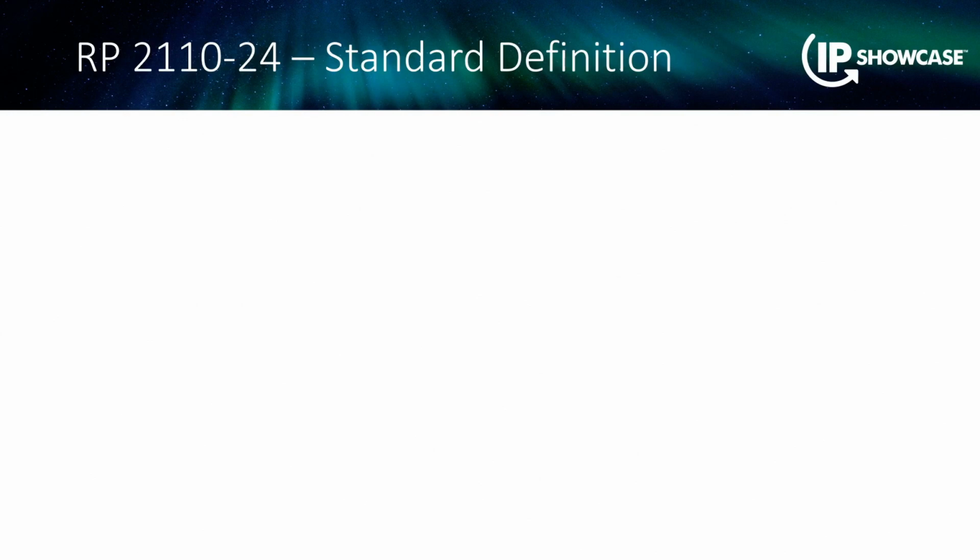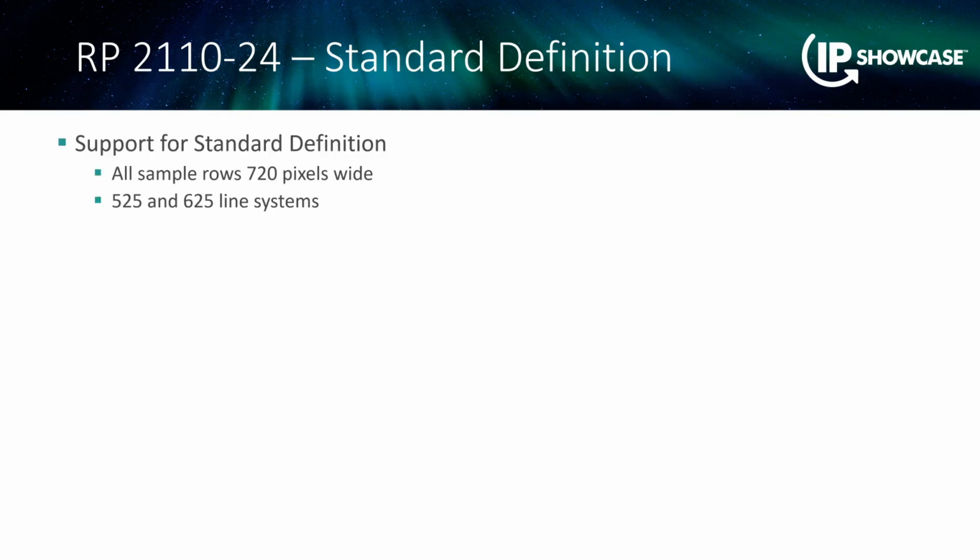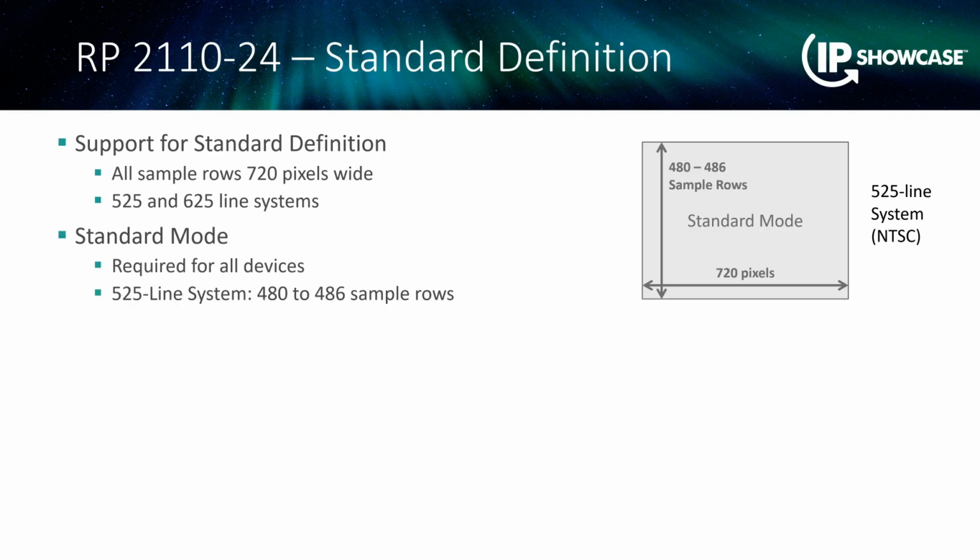Okay, standard definition. You'd think we'd be beyond that by now, but we're really not. We're still playing around with it all these days later. So we do recommend that if you're going to do standard definition, we define all standard definition video signals as having sample rows that are 720 pixels wide, and that we support both 525 and 625. Standard mode is required for all devices.